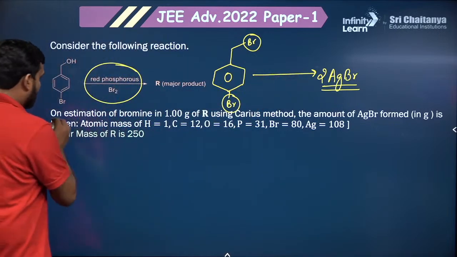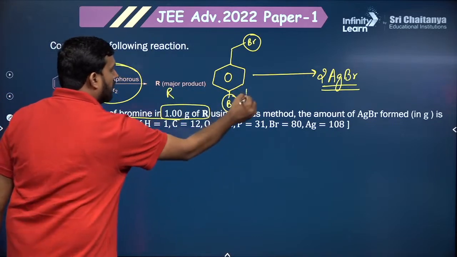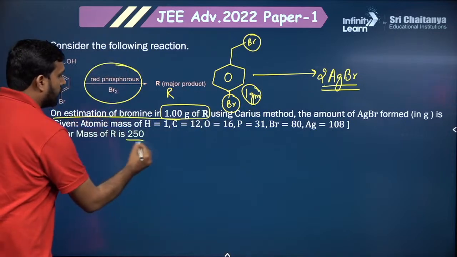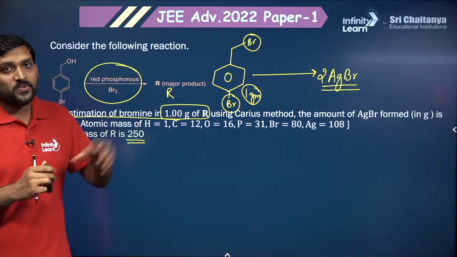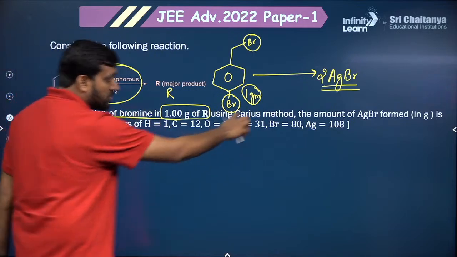Now, on estimation of the bromine in 1 gram of R, this is taken as 1 gram. Okay, good enough. And the molar mass of R is 250. This is not given in the question. I have included it in the slide just for faster calculation. Okay, using the Carius method.